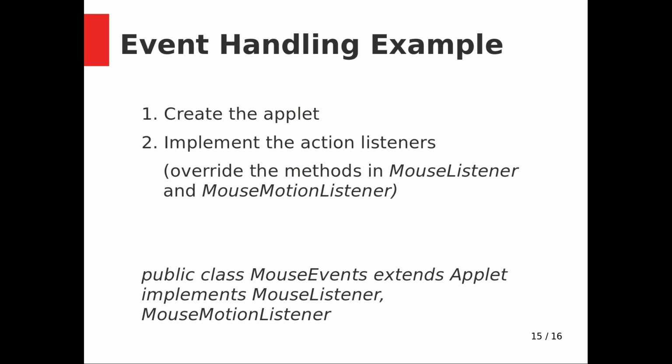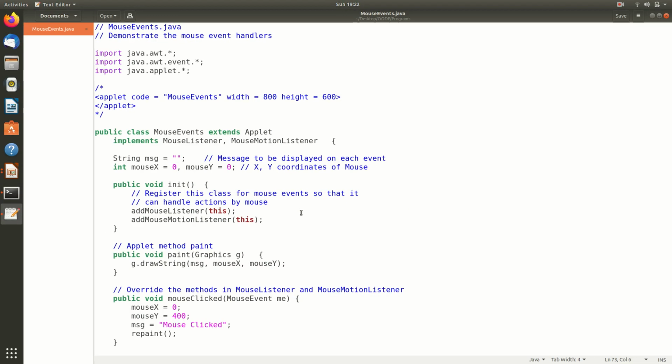If we look at the program, this is the one that will serve the above purpose. The name of the program is MouseEvents.java. It demonstrates the mouse event handlers. To handle events, we need to import two packages, java.awt and java.awt.event, and to make this class an applet, we need to import java.applet.